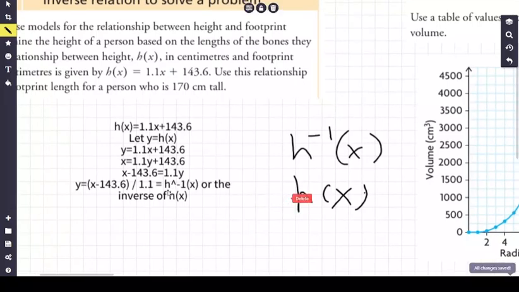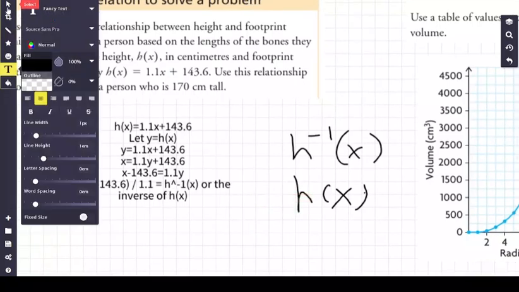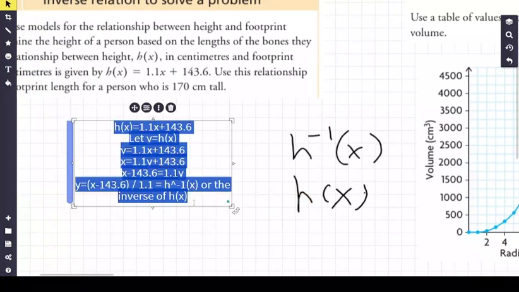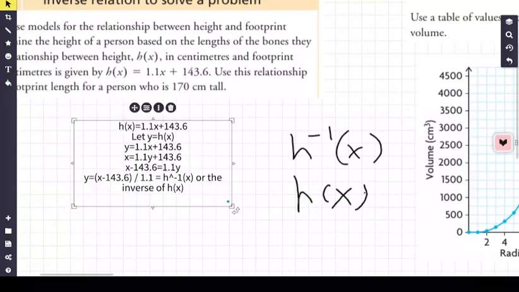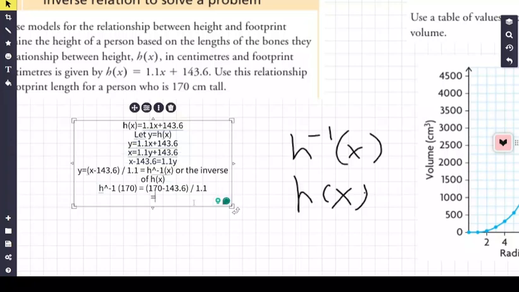Anyways, we didn't solve the problem, unfortunately. Let's go ahead and do that. So let's set this inverse function. So let's plug something in. So what do we plug in? Well, we plug in the value that we were given. So 170 centimeters. What am I saying? So we'll go ahead and have 170 minus 143.6 divided by 1.1. And for that, we'll get 24.